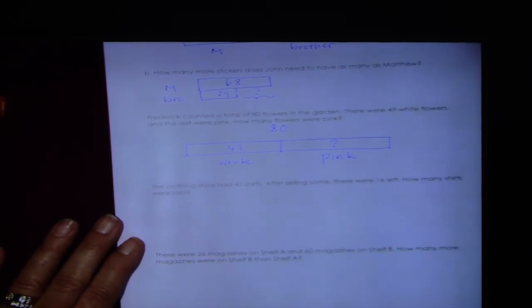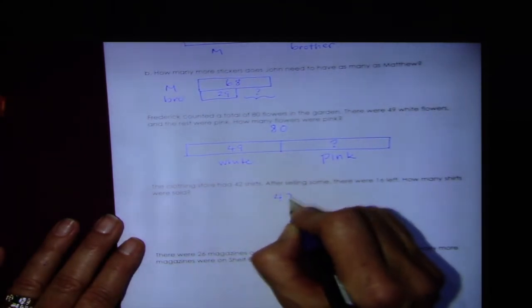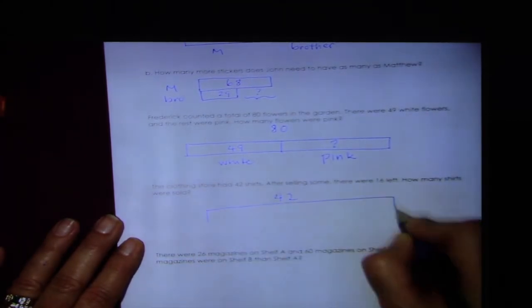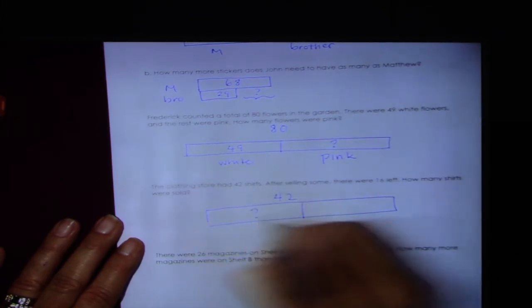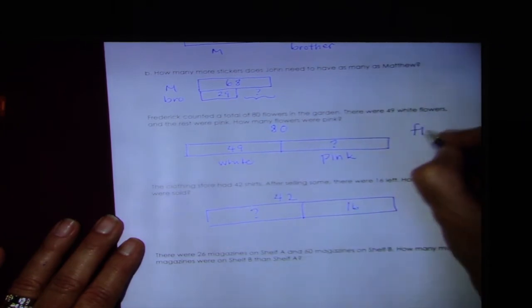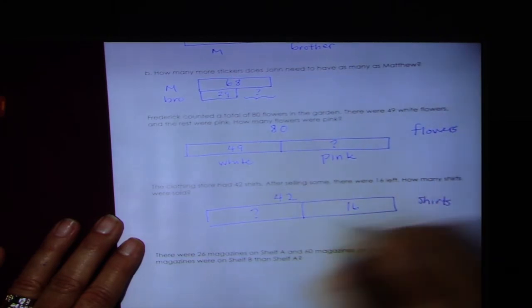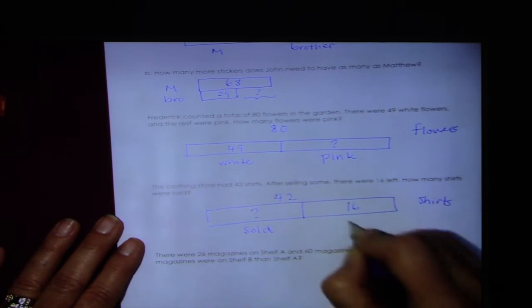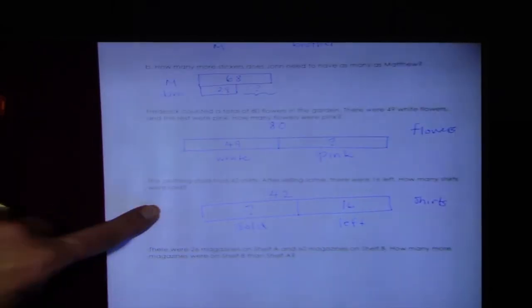Clothing store had 42 shirts. After selling some, there were 16 left. Okay, I know the total. First part is the sum. I don't know that. And there were 16 left. Right, that was flowers. This is shirts. These were sold. These were left. I want to talk about this problem and the language difficulties there are with this.